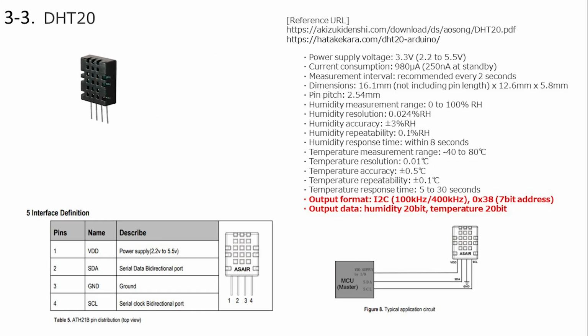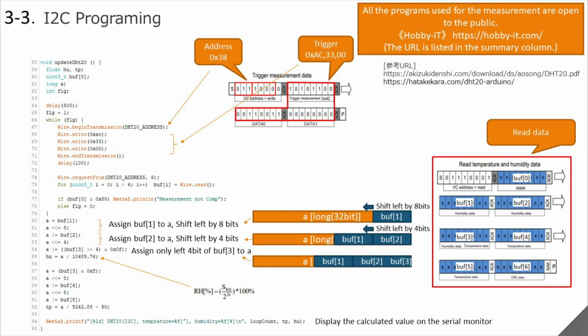Move on. It becomes DHT20. It also acquires data via I2C. The address is 38 in hexadecimal. I will check the data acquisition programming of I2C with this sensor. Move on. Here is the data acquisition program. I referred to the reference URL on the upper right.